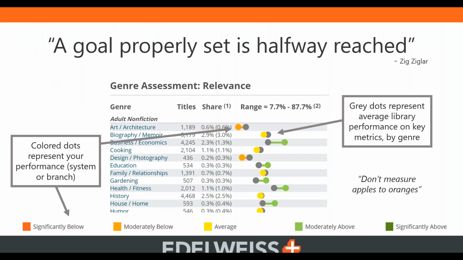So this is what the genre assessment summary looks like. This particular one is for relevance. As you can see, each genre is broken down, and you can see the number of titles that are in your collection. So it gives you the genre and the number of books that you have in that collection, the percentage of your collection which that genre represents, and then the range on performance. So the color dots here represent your performance, whereas the gray dots are the average library performance, so that you can kind of see where you are on average.